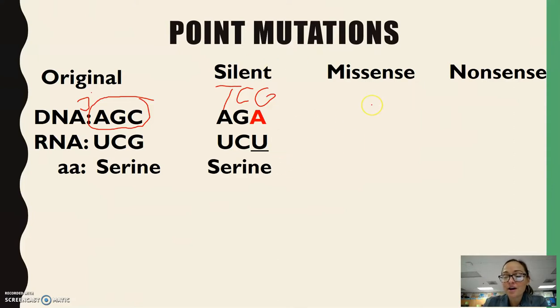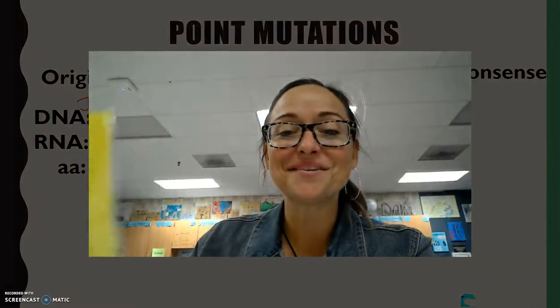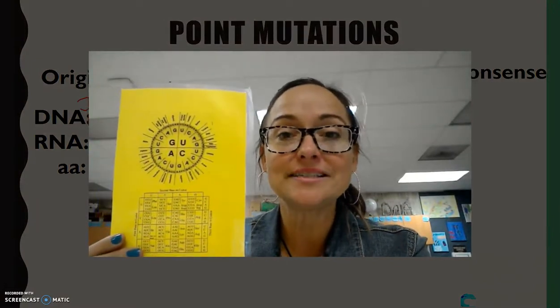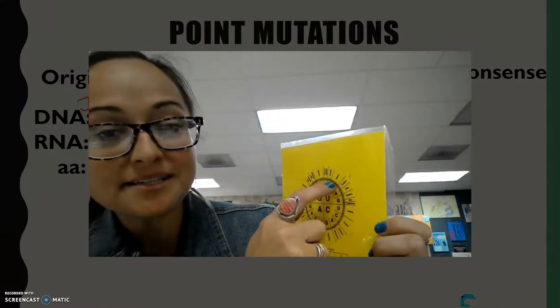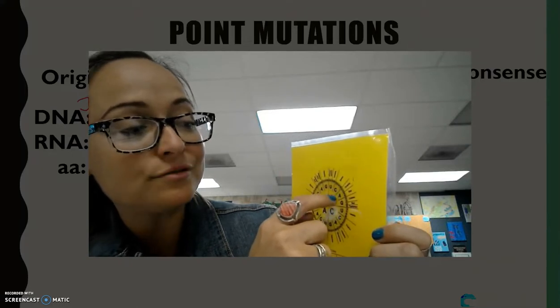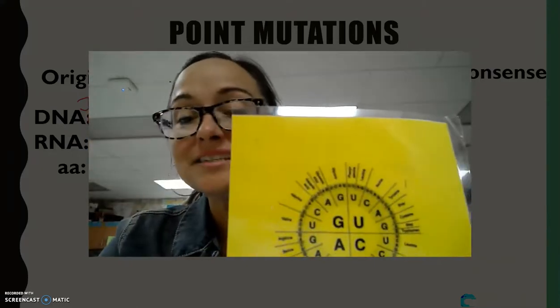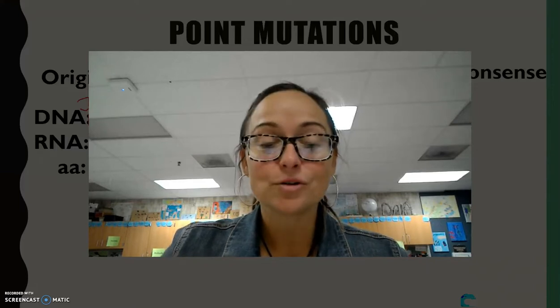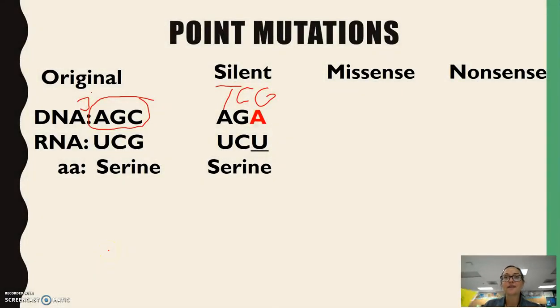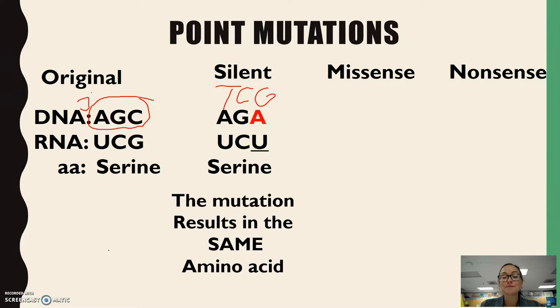So when we look at the genetic code, you can see here with this, UCU is serine, and then UCA, UCG, etc. are all the same amino acid. And so that is called being redundant. So there's redundancy in the genetic code, and that allows for silent mutations, where the mutation results in the same amino acid. It didn't change the phenotype at all.